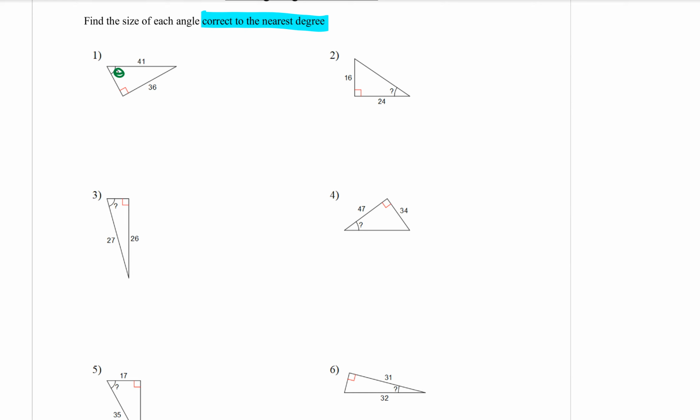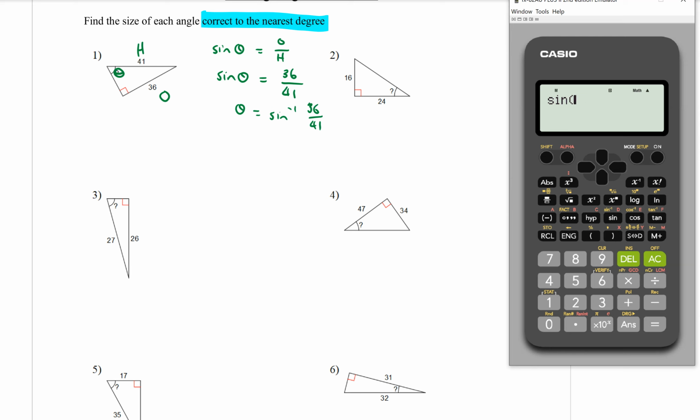So if I quickly show you the first one, the 36 is the opposite, and the 41 is the hypotenuse. So it's sine, and we sub in, opposite is 36, hypotenuse is 41. And you'll inverse sine the 36 over 41 to get the angle. Oops, that's not inverse sine. Try that again.